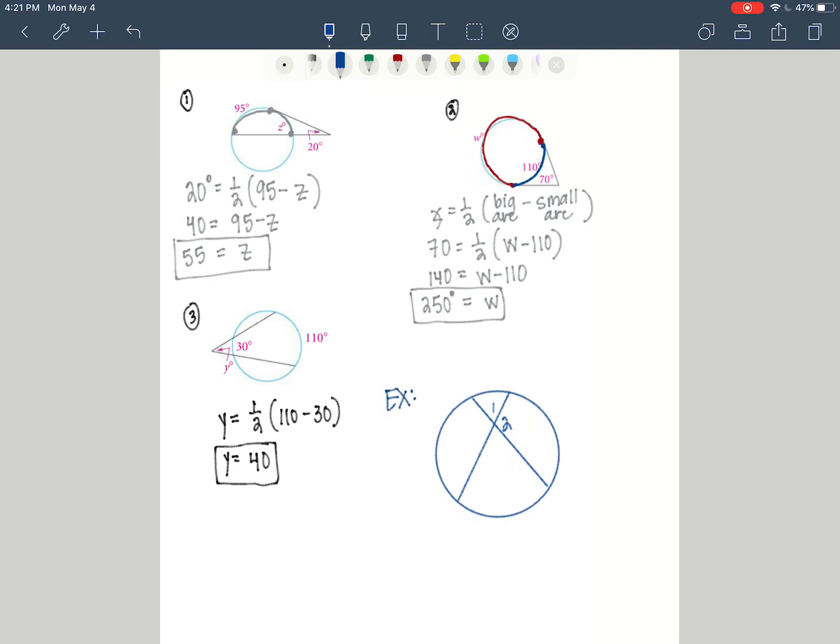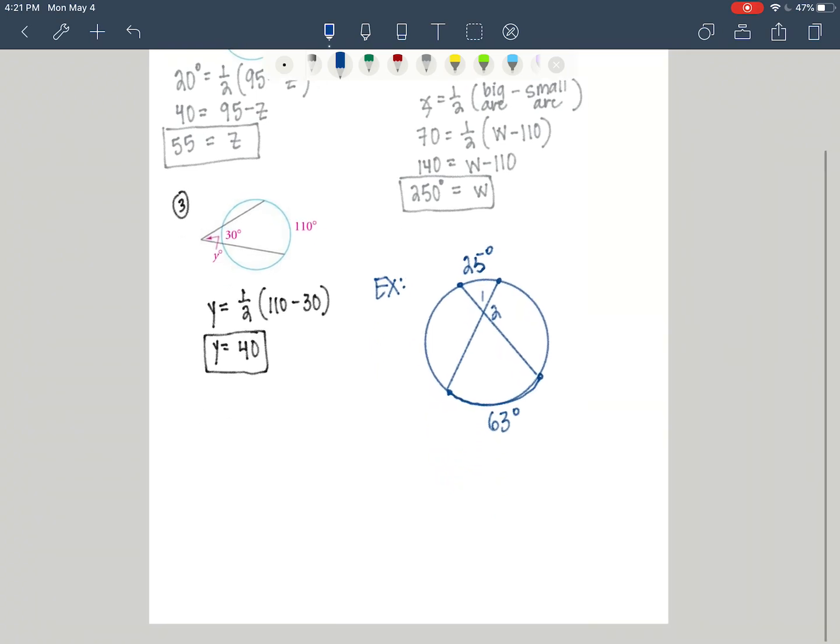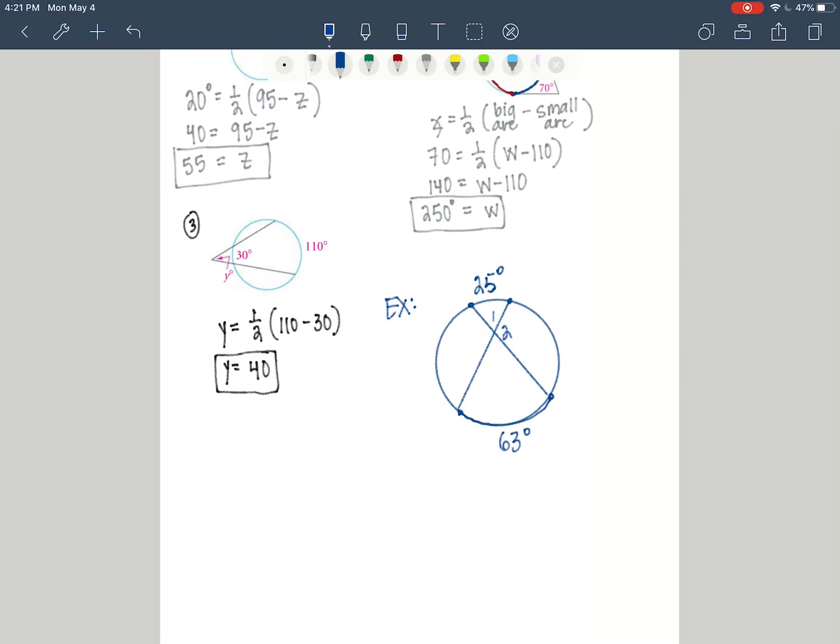In fact, I'm going to make something up here. So I'm going to say that the measure of this angle, let's say this is 25 degrees, and let's say that this angle is 63 degrees. Let's just do that. So see if you can try that. See if you can find the measure of angle 1 and the measure of angle 2.